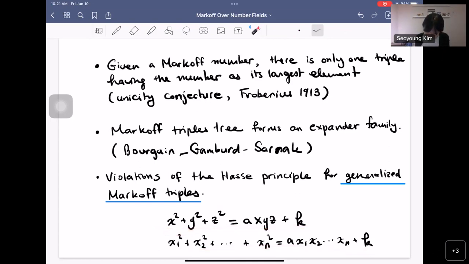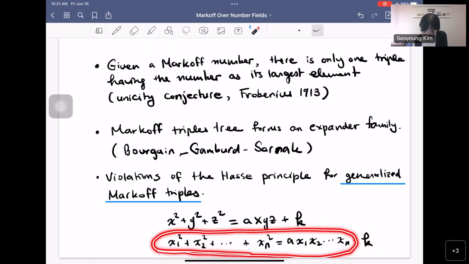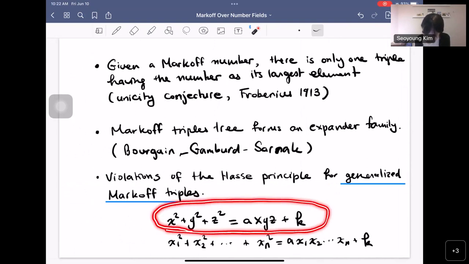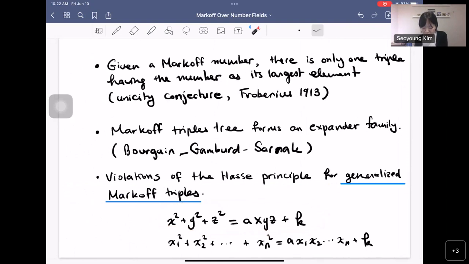So, the first generalization, the second generalization, when you don't have this extra k, was studied by Hurwitz. So often whenever they talk about this n-variable generalization, they mention it as the Markov-Hurwitz equation. And then whenever they introduce this extra k, they often say generalized Markov-Hurwitz equations. But if my time allows, I will mention it at the end of the talk. But for now, I'm not going to mention those generalizations in more detail. What I want to mention today is our results about this particular generalization over number fields in terms of violations of the Hasse principle happening for special a and k's.